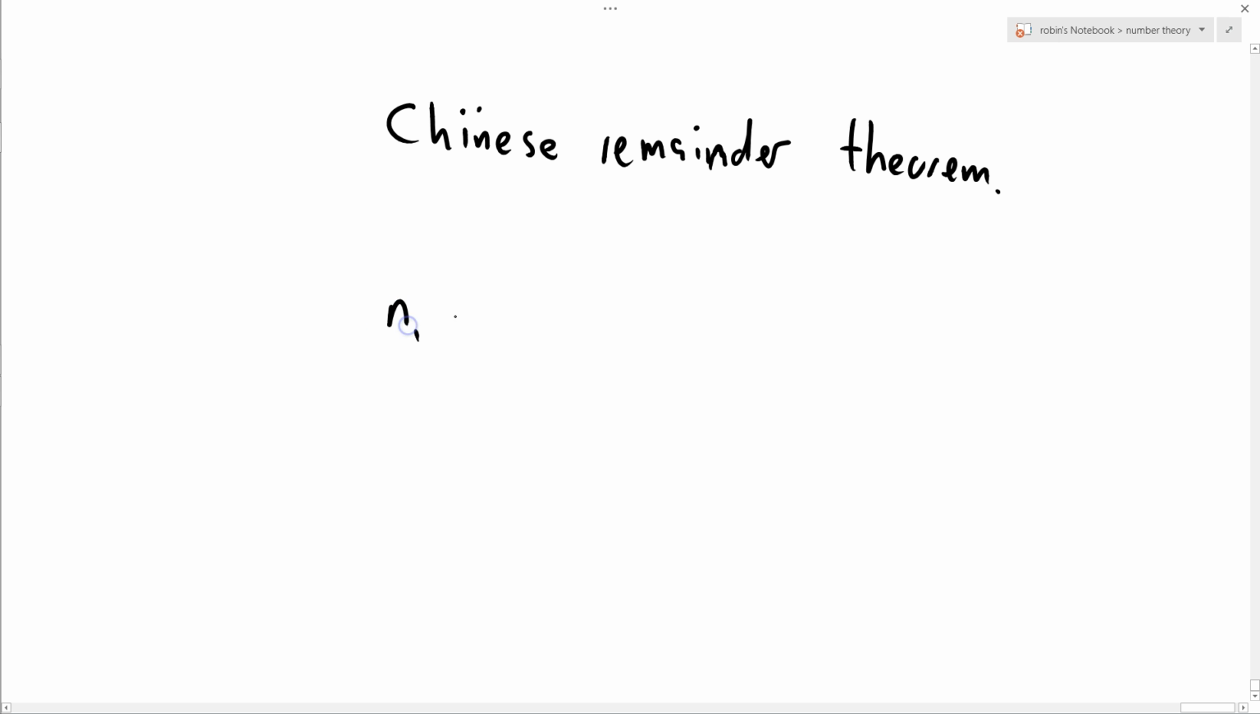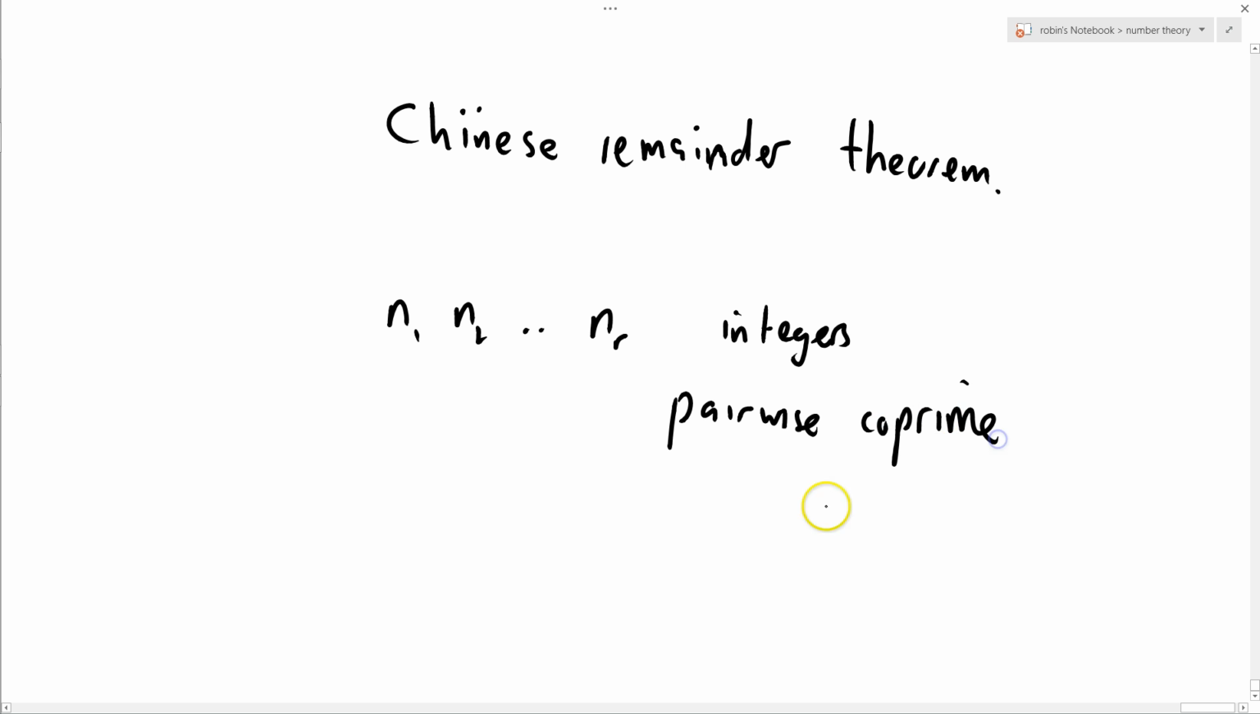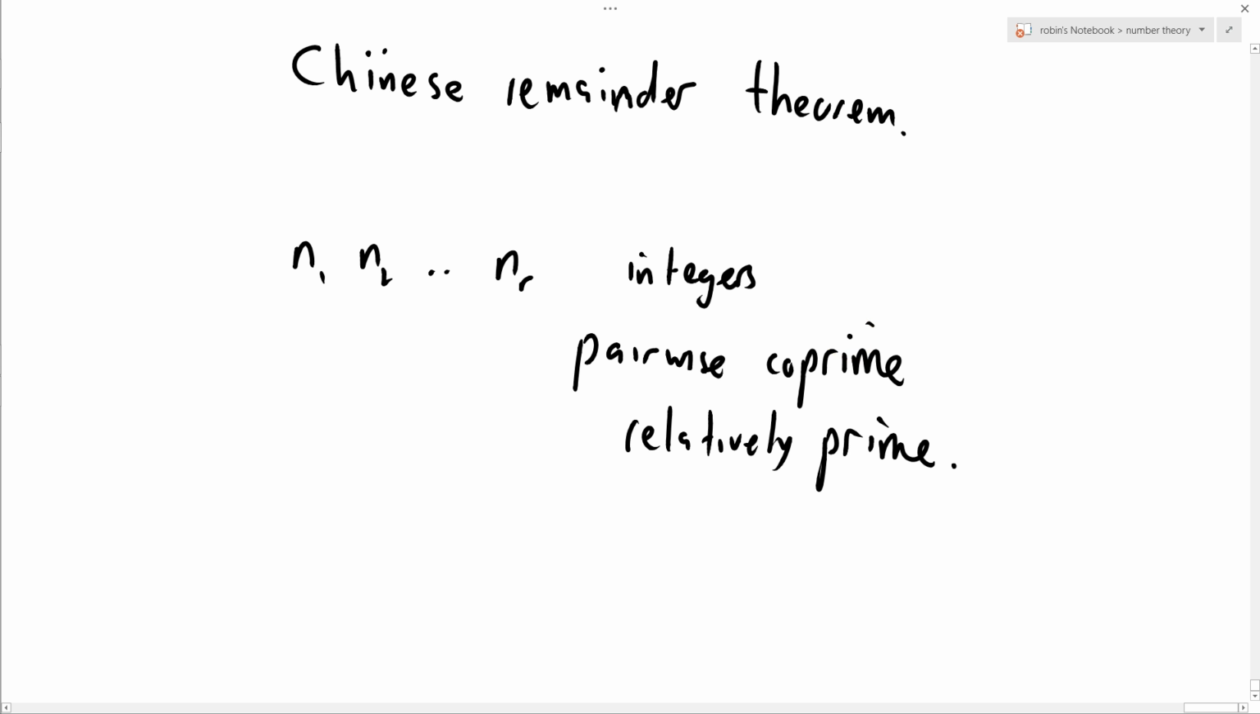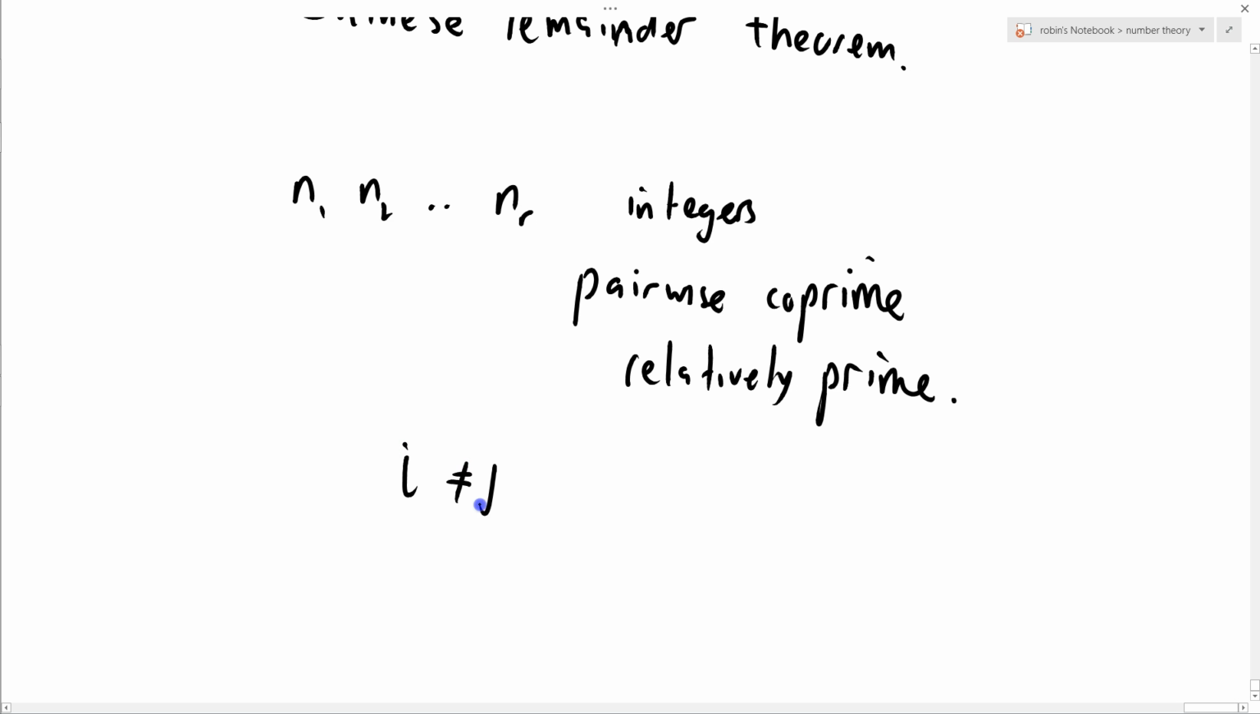So we've got n1, n2 up to nr, integers which are pairwise co-prime. Or I think I said relatively prime. You'll recall from one of the earlier screencasts that if a bunch of numbers are pairwise co-prime, that is a more powerful statement than jointly co-prime. So I'm basically saying that if i is not equal to j, then the gcd of ni and nj equals 1.